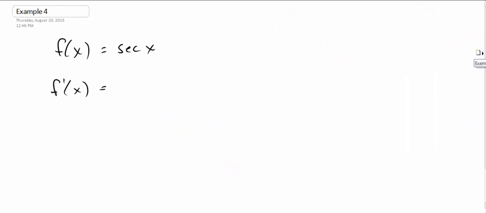Next example, secant x. Well, if you can't see how to do this derivative, that's okay, I'll help you. That's why we call it the secant. I'm funny. But anyway, secant x is 1 over cosine x, right? And that could be written as cosine of x raised to the negative first power.